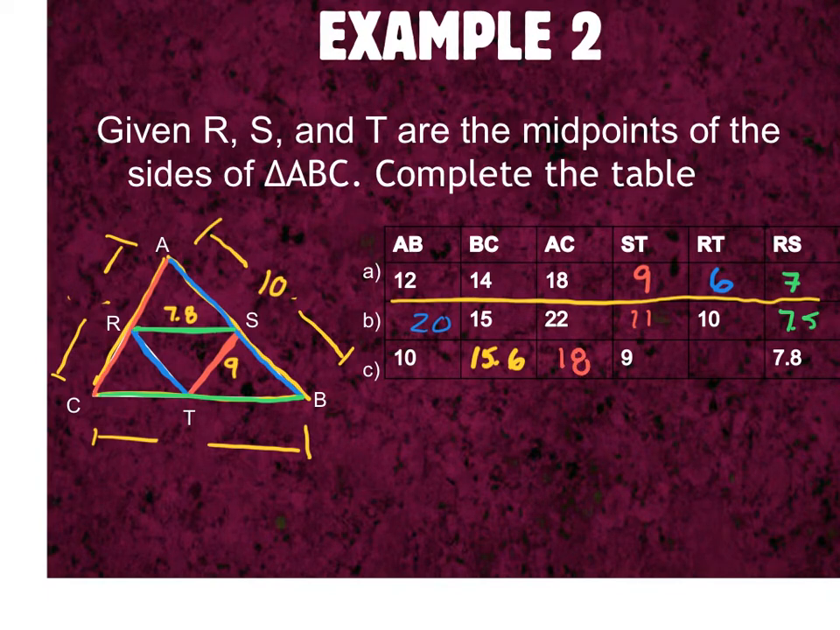And then finally RT, which is the little blue line. 5. It's half of the bigger blue line, since RT is the mid segment, it is half as big as the one it's parallel to, and the one that it's parallel to is 10, so it's half as much.